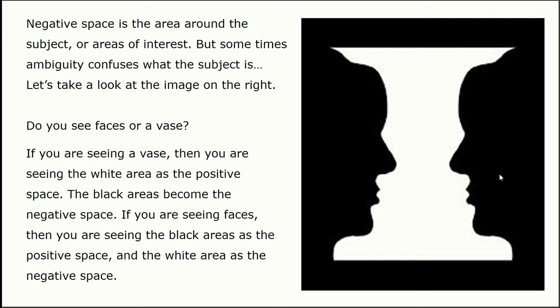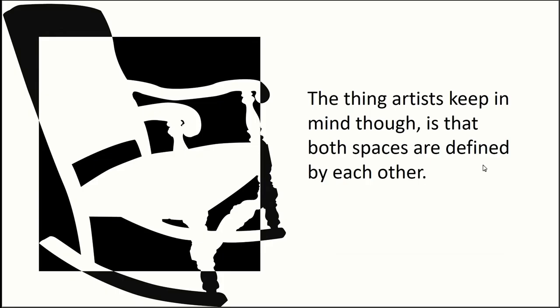Now, if you're seeing the white vase, then you were seeing the white area as the subject matter and therefore the positive space. If you were seeing the two people looking nose to nose, mouth to mouth, chin to chin, then you're seeing the black area as the positive subject matter, the positive space. The real thing to keep in mind, though, is that both spaces are defined by each other. You can't really do one without doing the other.